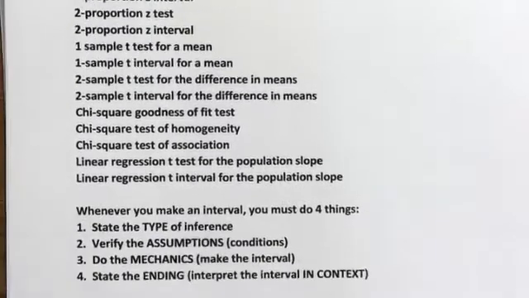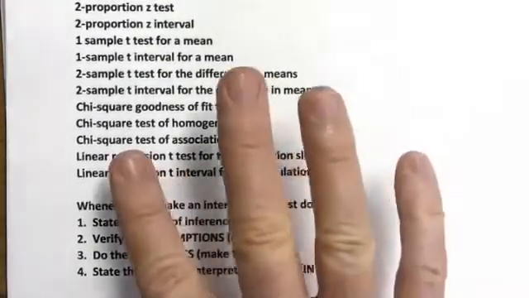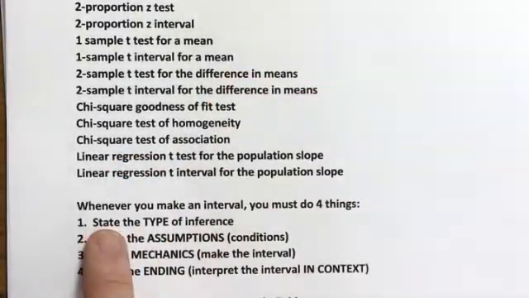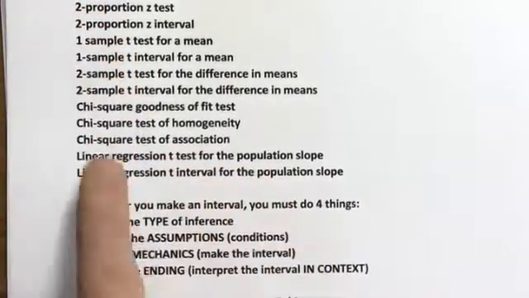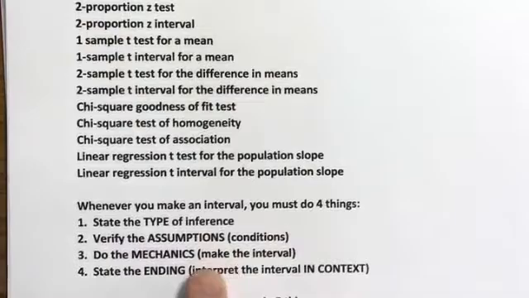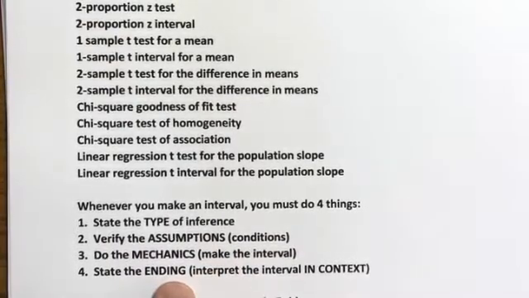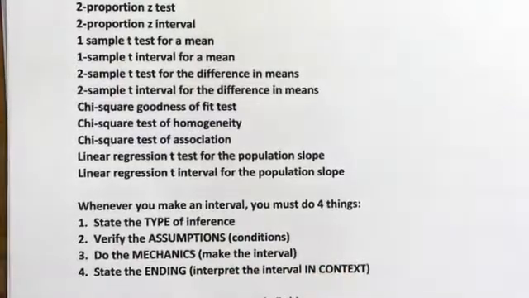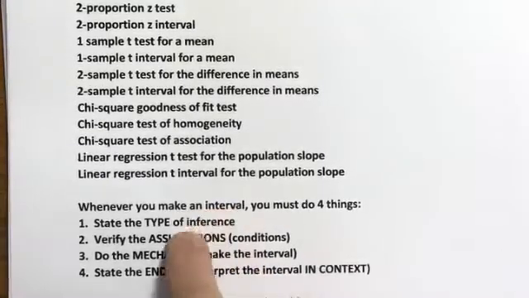Let me remind you, whenever you're asked to make an interval, you have to do four things. State the type of inference, in other words, state what type of interval you're making, using one of these names. Verify your assumptions, which is SIN. Do the mechanics, in other words, make the interval. And state your ending, which is to interpret the interval in context. In other words, say I'm 95% confident, or whatever your confidence level is, that this interval captures the parameter or captures the difference. And that spells out the acronym TAME. Every time you do an interval, you have to do those four things.